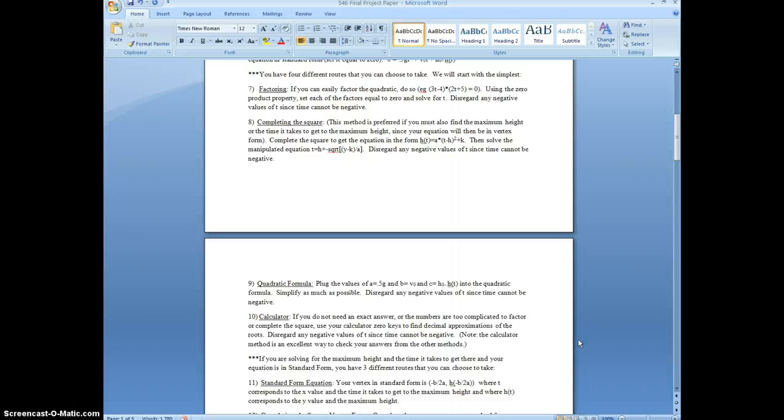So when the students are making their algorithm, I would encourage them to maybe do a flow chart or draw a diagram for how they would determine how to use each of these individual steps. So step 7 says factoring. If you can easily factor the quadratic, do so.